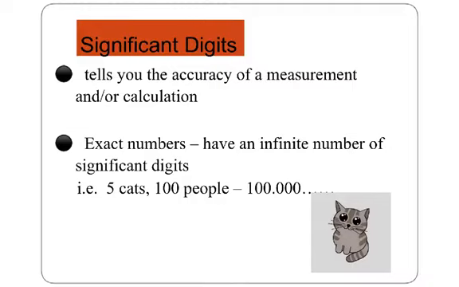So for instance, you could have 5 cats. You couldn't have 5½ cats because a half cat doesn't exist. You can have 100 people. Again, 100 people doesn't come in pieces. You're either a person or you're not. So 100 people or 5 cats, we could actually put an infinite number of zeros behind the number 100 to show that it is exactly 100.